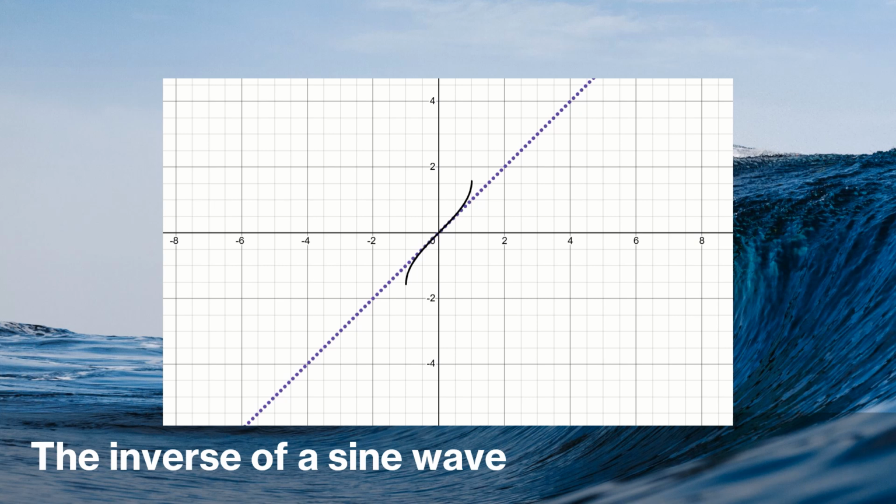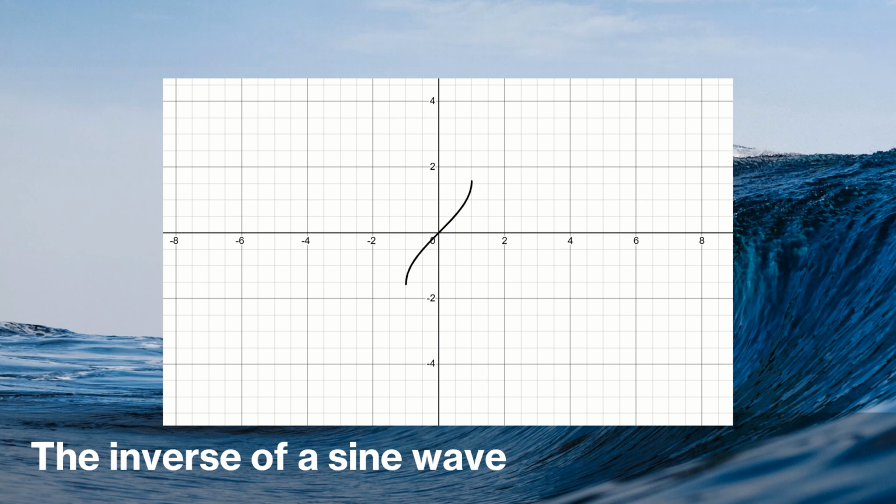Now, this is the function that is the arcsine of x. This is what happens when I don't limit it to the 1 to 1 part. So this is not a function. This is x is equal to the sine of y, but this is the arcsine of x as a function.